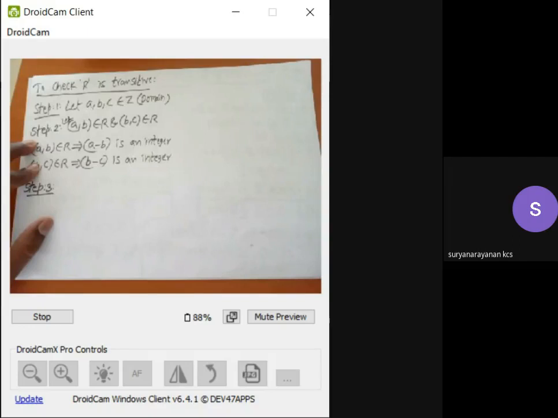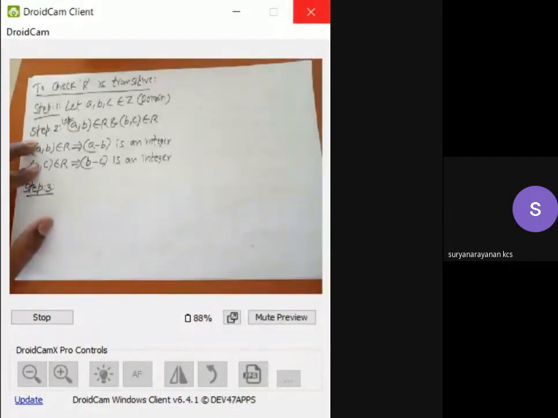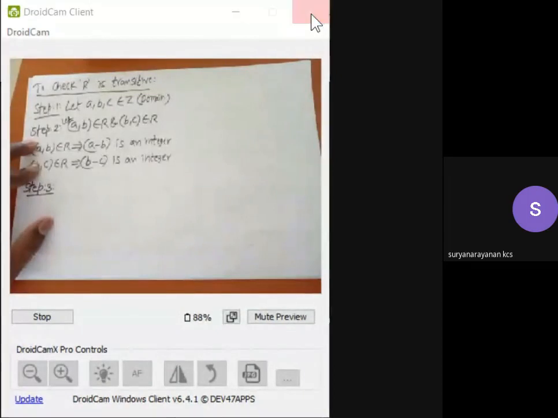Here, let us add these two: A minus B plus B minus C. A minus B is also an integer, B minus C is also an integer. If we are adding any two integers, what will you get? An integer, sir. Yes, again we get integers. Yes or no? Just wait a moment, my dear children. Some technical issue arose. Again, I will show you.